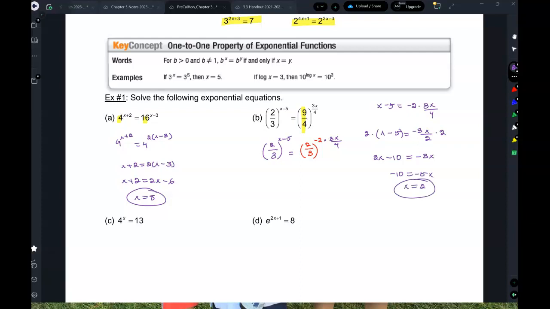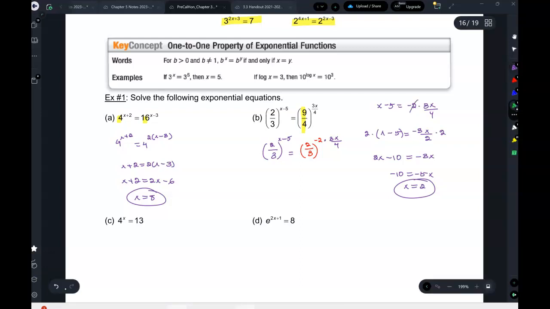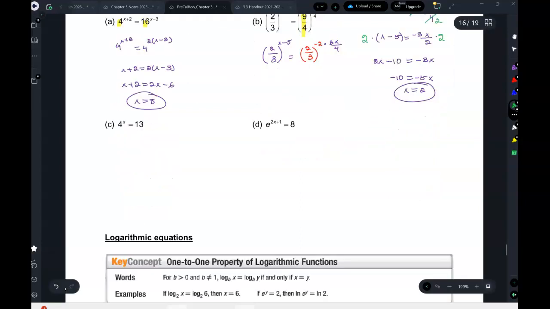Questions? Okay, so these two divide, so this will be a 2. So now it's negative 3x over 2, and then to get rid of that 2, I multiplied both sides by 2. Okay?